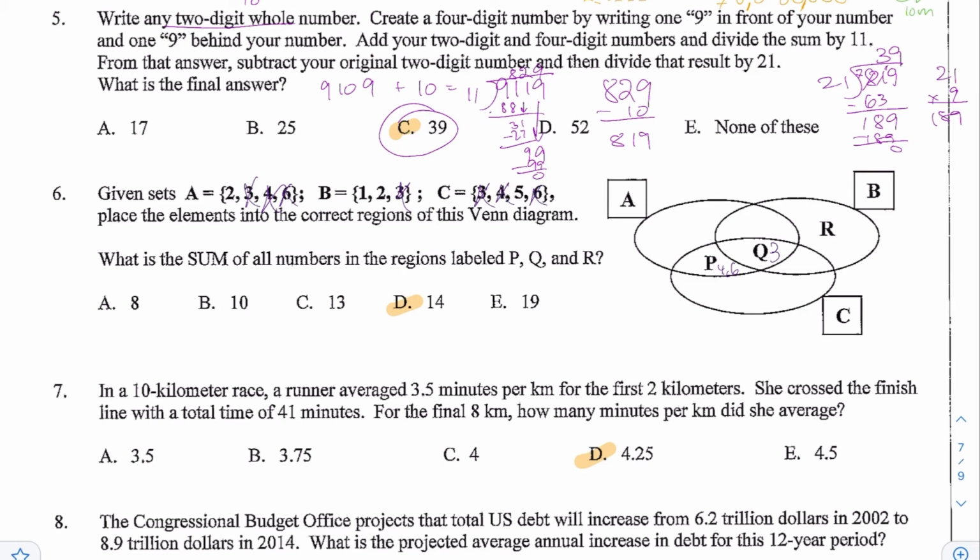And then for R, that's the numbers that are unique to set B. So only the number 1 shows up here. 2 doesn't show up in B alone because 2 shows up in B and A. So the numbers in P, Q, and R will be 4 and 6, 3, and then 1. And add everything together, that will be 14. Choice D. So for this question, you just have to read a Venn diagram, and the overlaps are the regions in which the number is common to both.